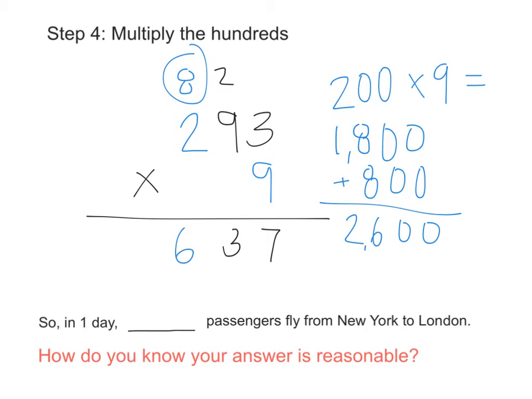So we have the 6, the 2. So we know that in one day, how many passengers fly from New York to London? How many passengers, Divana? 2,637. Good. Now, is this answer reasonable? How do you know that this answer is reasonable, Karan? Is it close to what we wanted our estimate to be, 2,700? So we know that check. Yep, our answer is reasonable.